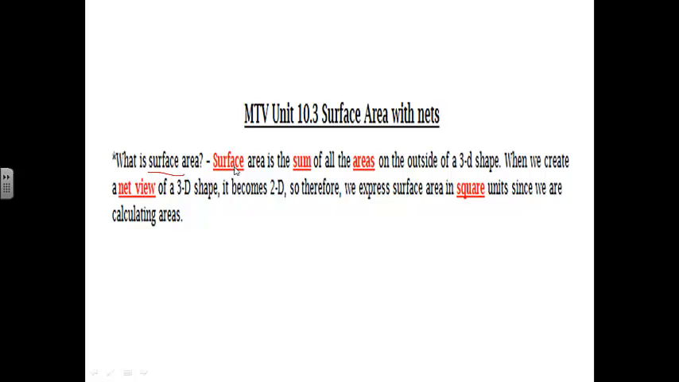What is surface area? Surface area is the sum of all areas on the outside of a 3D shape. When we create a net view of a 3D shape, like we did today with that graphic organizer or the chart, it becomes 2D. So we express surface area in square units. It makes sense because it's surface area, right? Instead of cubed, it's going to be units squared, just like area, okay?